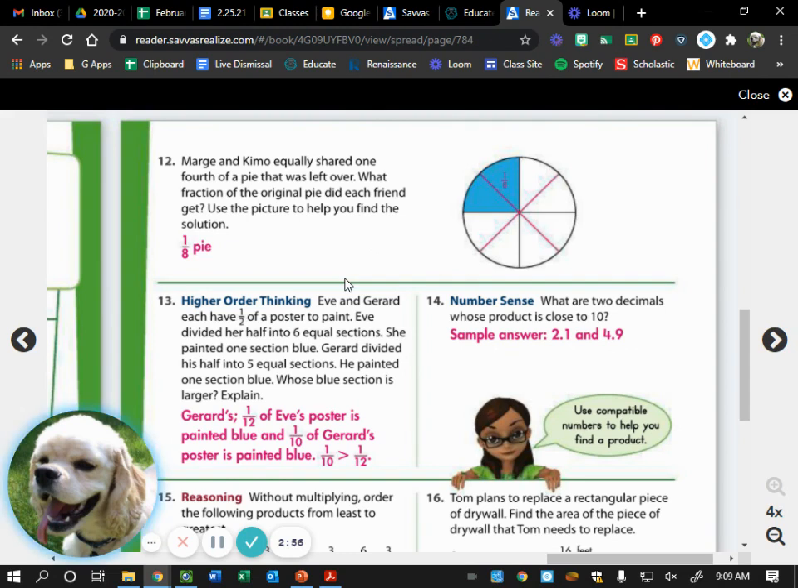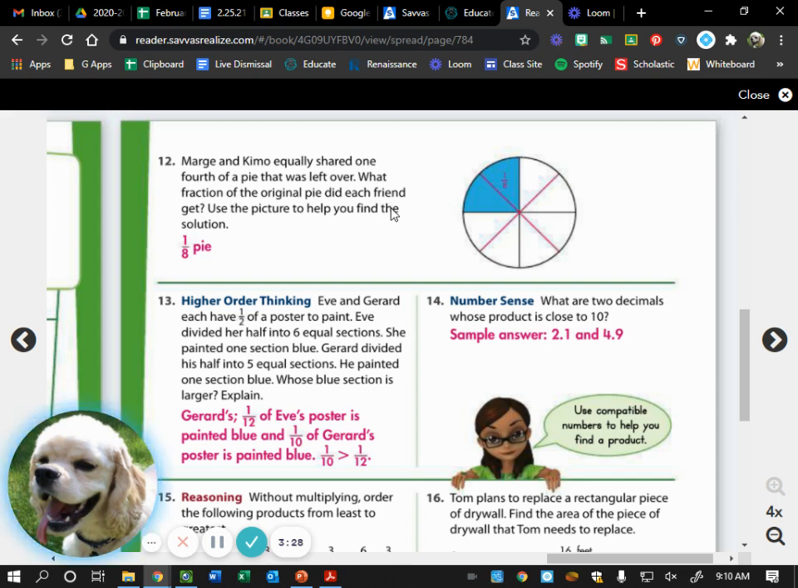And this one was a little tricky because I think some of you knew what they were asking, but you weren't quite sure how to get there. It said that Marge and Chemo equally shared 1/4 of a pie that was left over. So when we look over here, the black lines is what you have in your notebook. And that one slice filled in, that's 1 out of 4. So 1/4. This was the piece that they shared. What fraction of the original pie did each friend get? Use the picture to help you find the solution.